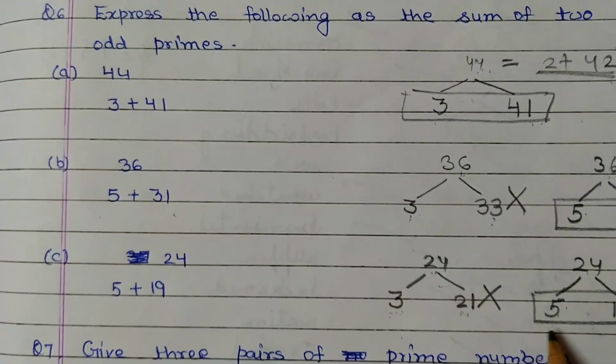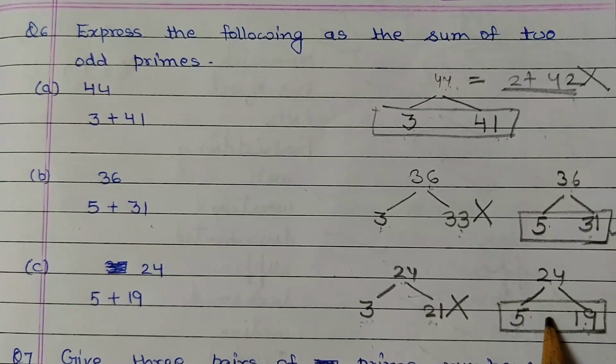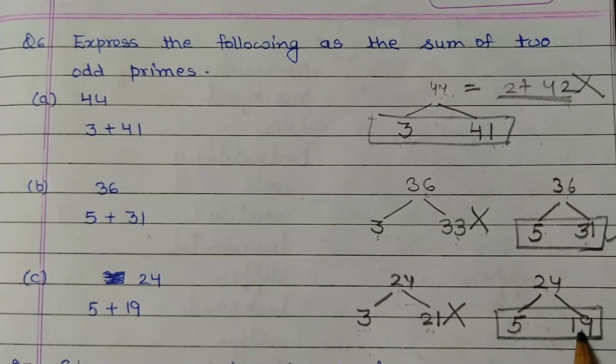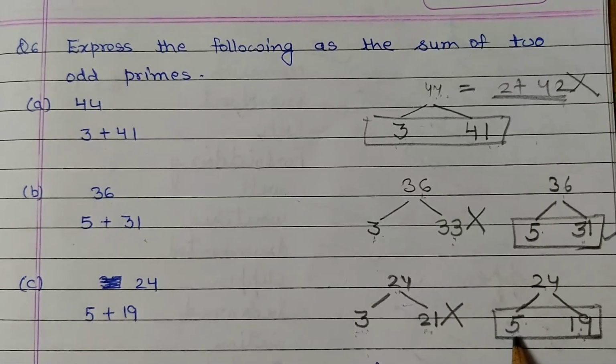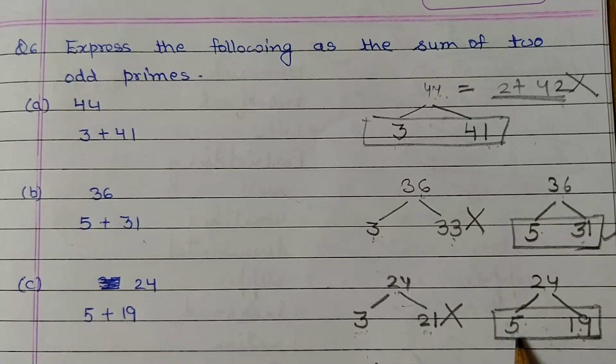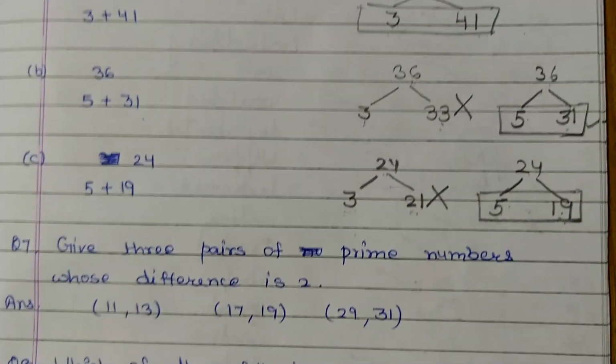Now, in case you are also not getting two prime numbers from here, suppose you are getting a composite number, then you can try it with the next prime number like 7 or 11 or 13 or something else. I hope you have understood this.